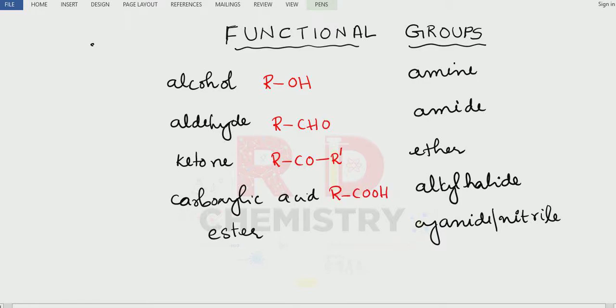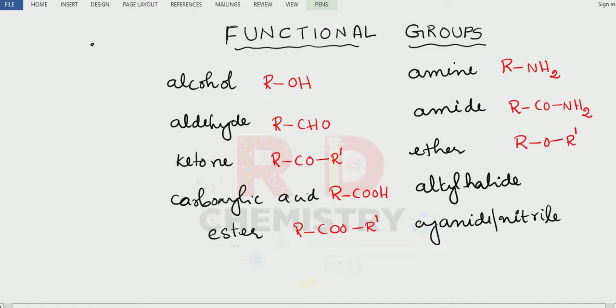RCOOH. Esters: RCOOR, where the R groups can be different. Amine: RNH2. Amide: RCONH2. Ether: ROR, where the groups can be different.